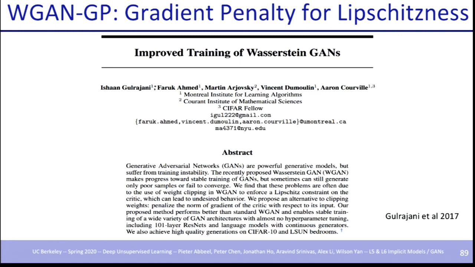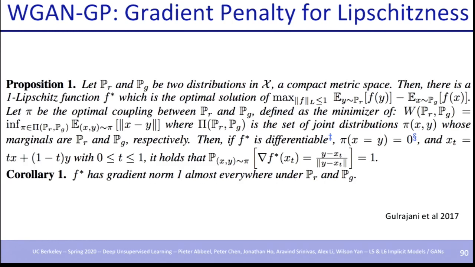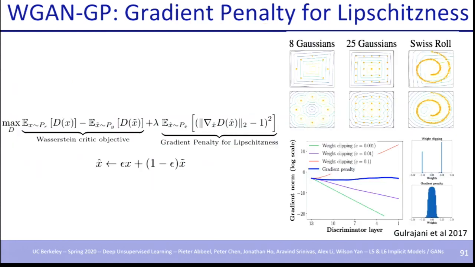Okay, sounds good. Cool. So the improved training of Wasserstein GANs has a new way to ensure Lipschitzness through an idea called a gradient penalty. I encourage you to look at the actual proofs of these propositions and corollaries. They're pretty involved, and they're in the appendix of the paper. But the key idea is as follows.